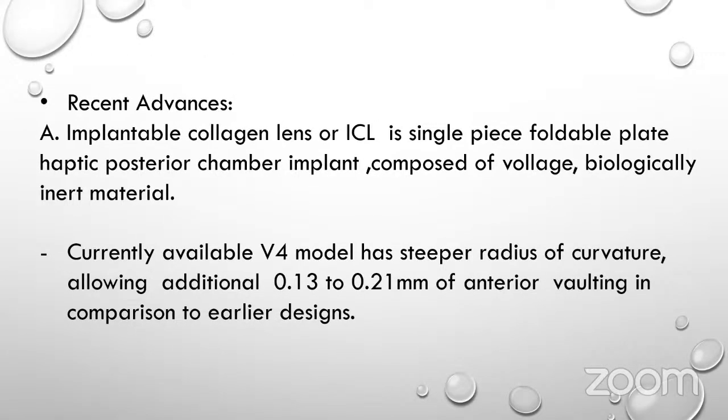Recent advances. The implantable collagen lens is a single-piece foldable plate haptic posterior chamber implant composed of a biocompatible, biologically inert material. The currently available V4 model has a steeper radius of curvature, allowing an additional 0.13 to 0.21 mm of anterior vaulting in comparison to earlier designs.